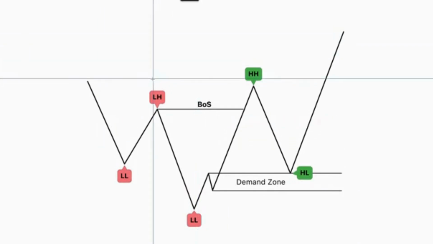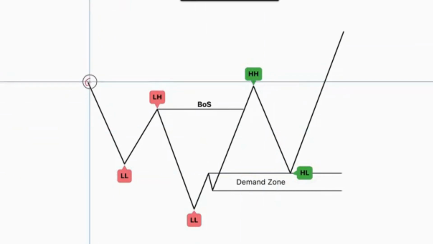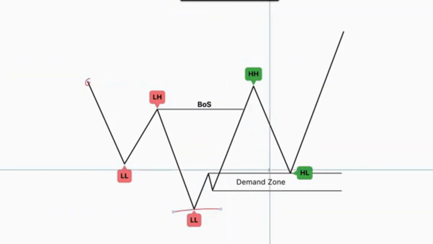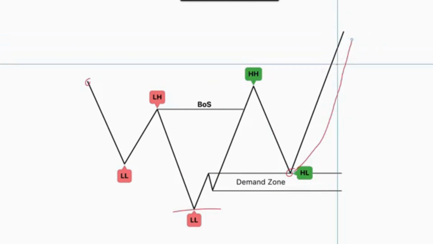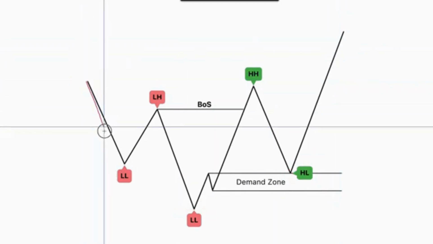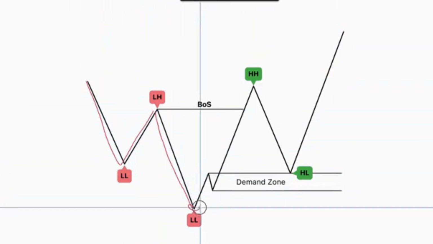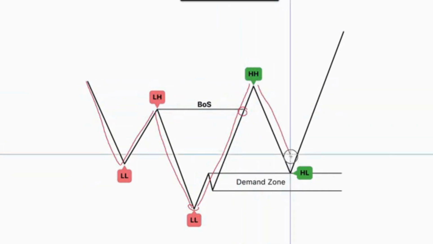Now, to run you through how this entry model works, basically we're looking at price structure. So the idea is here for a buy side example, which is what we're looking at. This would be your buy point. You'd be looking to take the market higher. What you want to see here is a market shifting from lower lows and lower highs into higher highs with a break of structure here and higher lows.